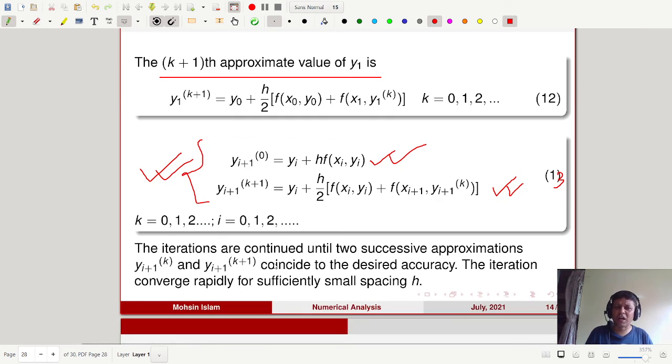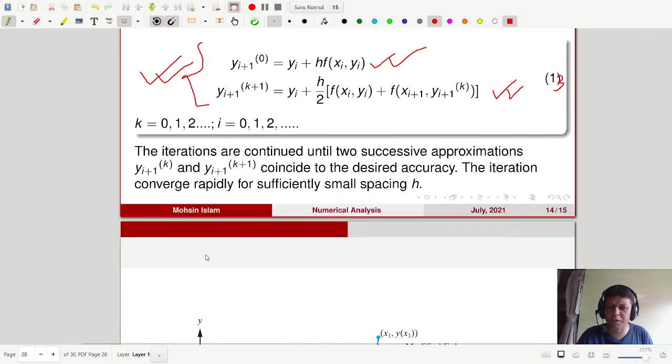The iterations are continued until two successive approximations y_{i+1}^{(k)} and y_{i+1}^{(k+1)} coincide to the desired accuracy. So if these two values coincide with desired accuracy, that iteration converges rapidly for sufficiently small spacing h. If you take very small h, the method will rapidly converge, okay. So we are talking about Euler's modified method.